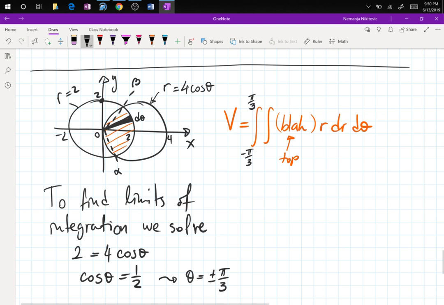It doesn't give you the full region, though, does it? Why not? You're cutting off a tiny little bit. If you use those limits of integration, you're cutting off a tiny little bit on either side.